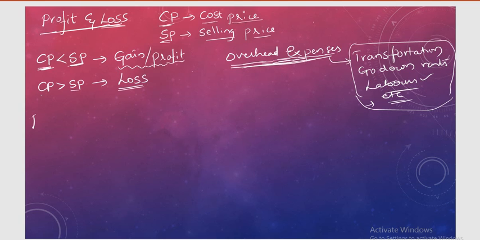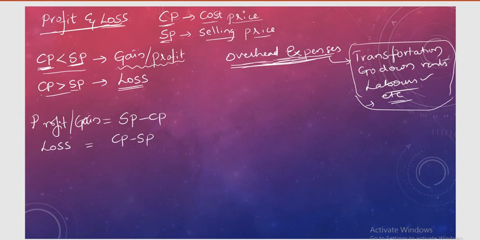So first of all, what is the definition of profit? Profit or gain is given by selling price minus cost price. The same way, loss is given by cost price minus selling price, because already we know the relations. When selling price is greater than cost price, you get profit. So profit means selling price minus cost price, loss means cost price minus selling price.